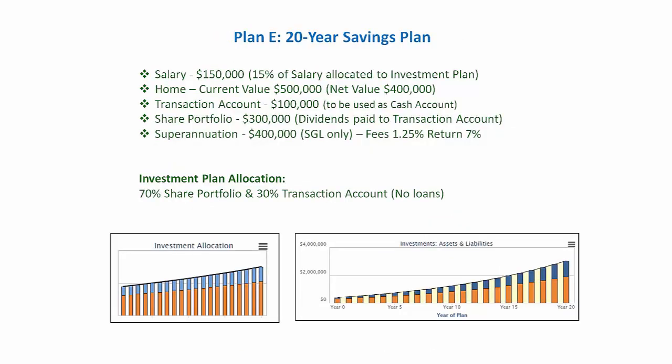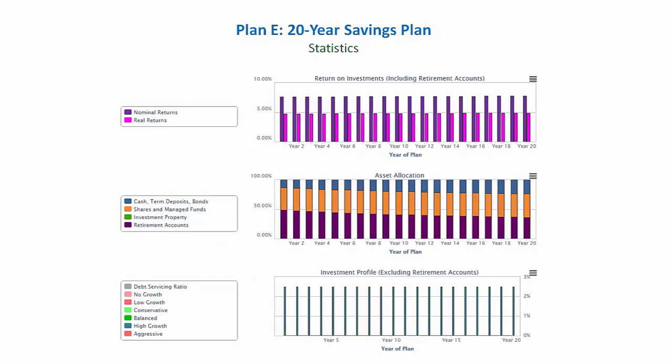To conclude our discussion of modelling tools, Plan E has been created. In this plan, there is no home loan and no investment property or loan. The value of the share portfolio has been increased by $150,000 to reflect the net value of the investment property in Plan D. The salary allocation is 70% to the share portfolio and the balance to the transaction account. The statistics for Plan E show a real return of just under 5%. The asset allocation between shares, cash and retirement accounts, together with the investment profile of high growth throughout the plan.